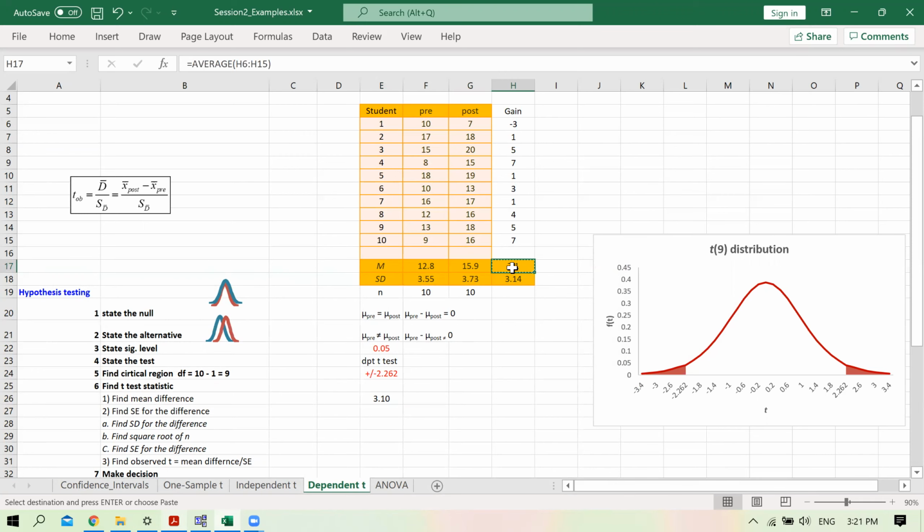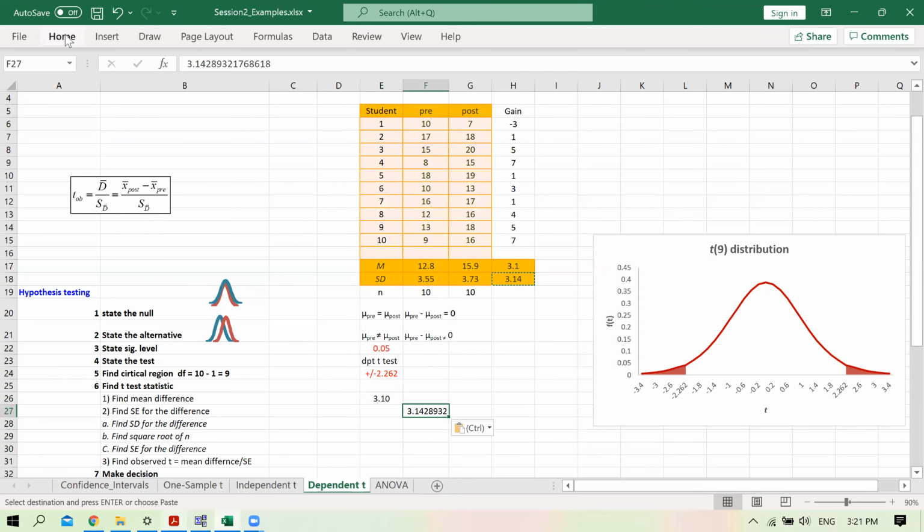Maybe let's just copy over here. And then next we're going to find the standard error. To find the standard error, we're going to find the standard deviation for the sample mean difference. So the standard deviation is here as we calculate the standard deviation for our sample mean difference.